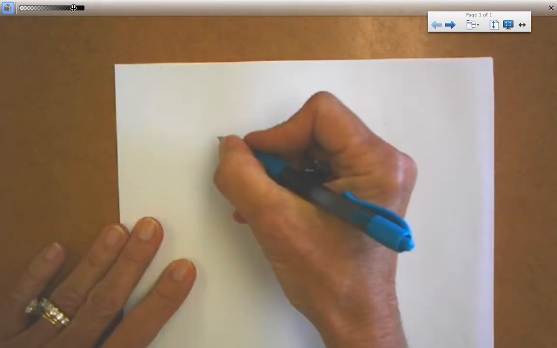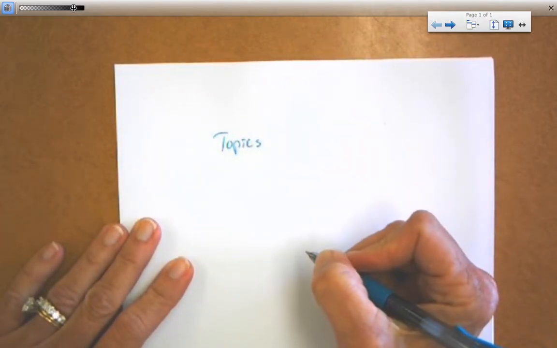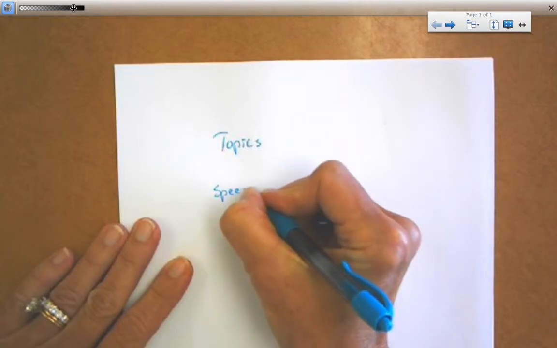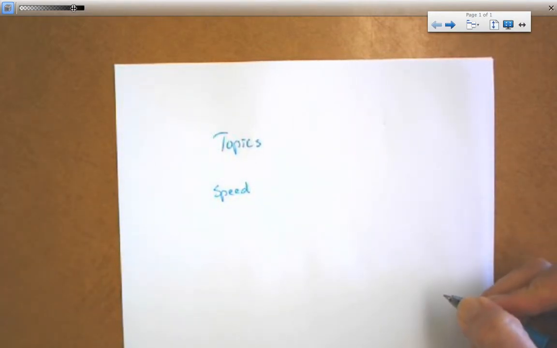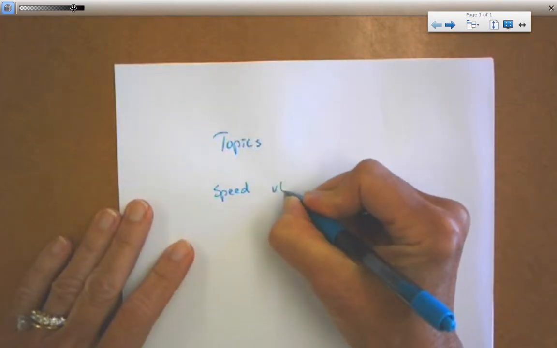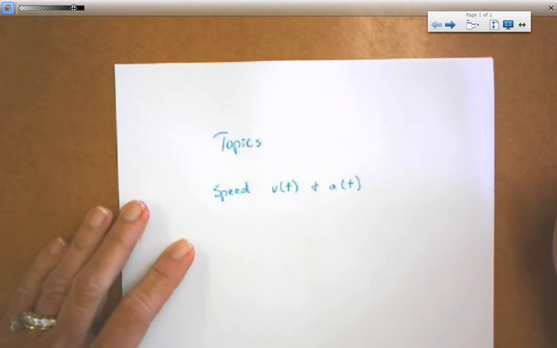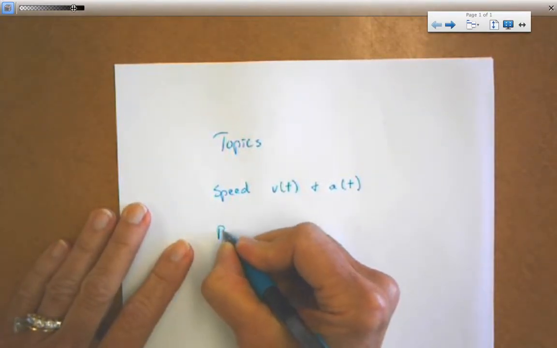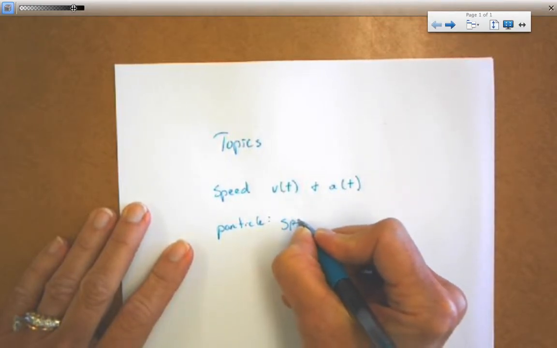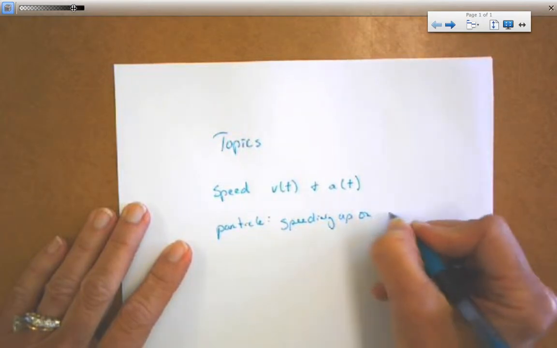Okay, so the topics for this lesson, we're going to start with a little bit of discussion about speed, building off what we talked about yesterday in class, or today in class, excuse me, and the relationship between velocity and acceleration, and how to look at a graph and tell if a particle is speeding up or slowing down.